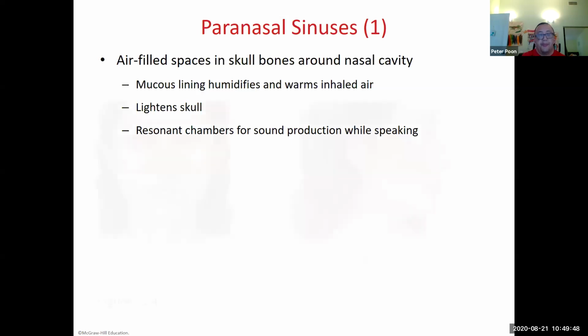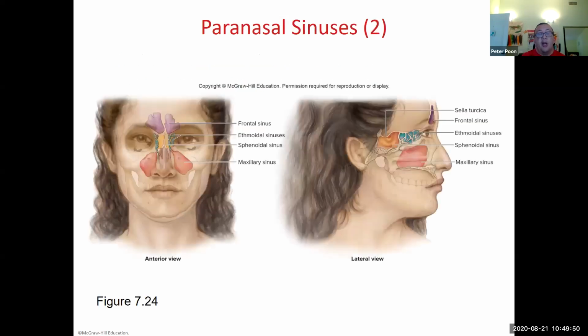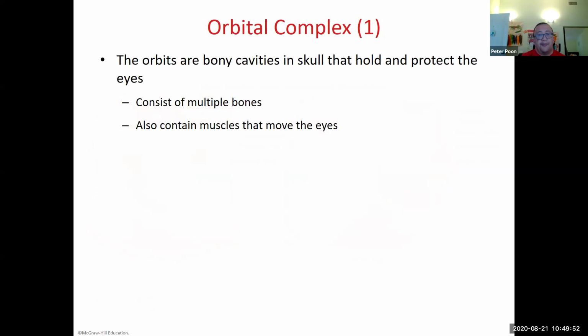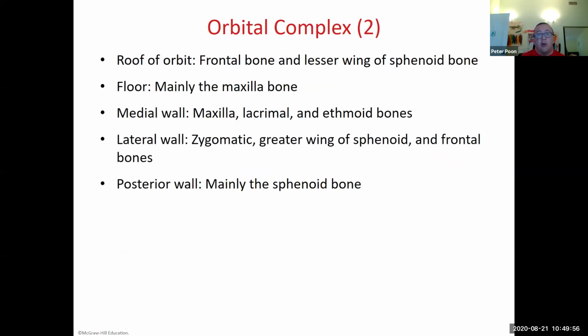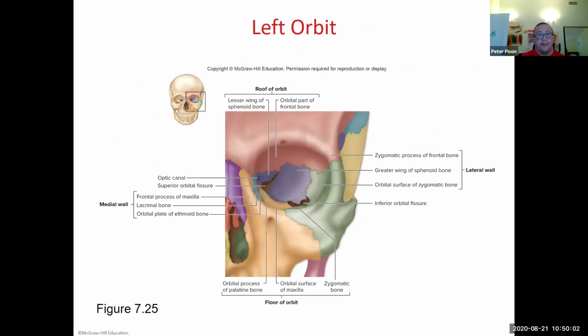Nasal sinuses. Orbital complex, or orbital cavity, or just orbit.